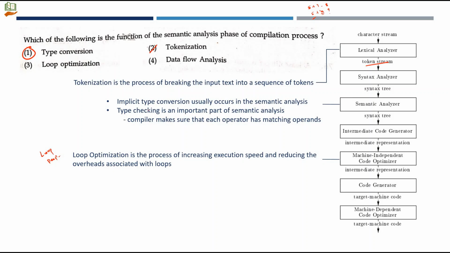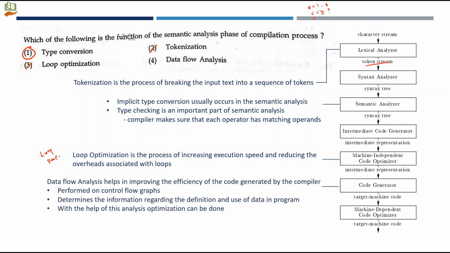What about data flow analysis? This is actually occurring in the code generator phase. It helps in improving the efficiency of the code generated by the compiler. Where is this analysis performed? It is performed on control flow graphs. Determine the information regarding the definition and use of data in program. With the help of this analysis, optimization can be done. After code generation, we have code optimization here. So this particular analysis will be helpful in code optimization is what this point says. So you know now all the 4 options are belonging to one or the other phase.